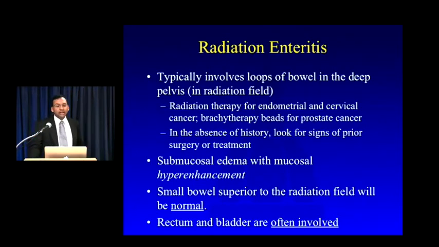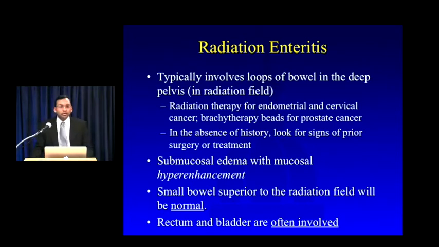So let's talk next about another vascular disorder that, again, is another one of these entities that we don't think of as being fundamentally vascular, but is as a result of a vascular anomaly, in this case, radiation enteritis. Now, radiation enteritis you can think of as being a form of vasculitis related to bowel loops being included within the deep pelvis in a radiation port. The vast majority of cases of radiation enteritis that I see in my practice are GYN malignancies, so typically endometrial and cervical cancer, but every once in a while you'll see patients who end up with radiation enteritis after getting brachytherapy beads for prostate cancer.